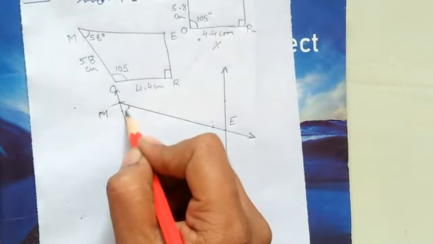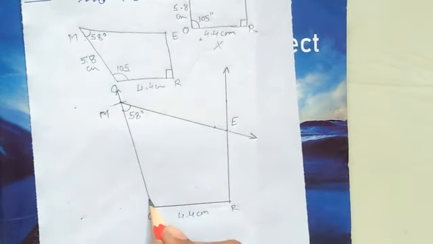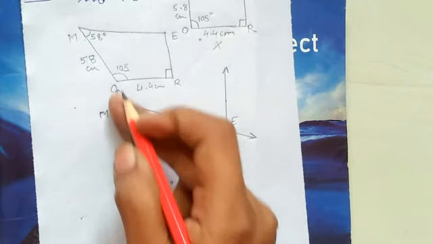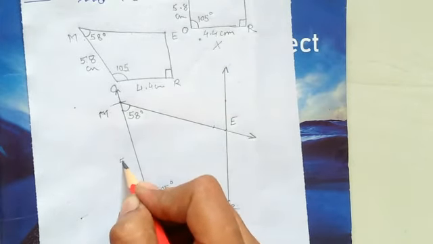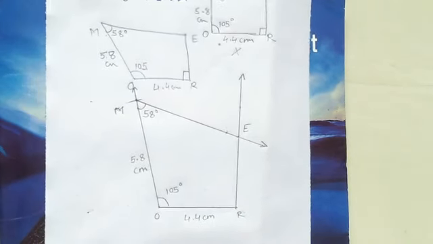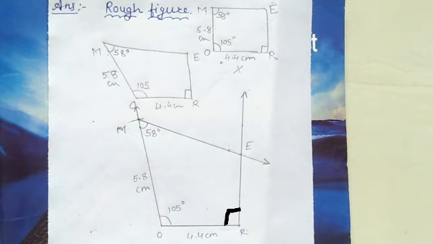Here, labeling the angles: 58 degrees at M, and angle O is 105 degrees. The measurement of this side is 5.8 centimeter. Like this way you can draw the quadrilateral MORE. If you want, you can take a screenshot.